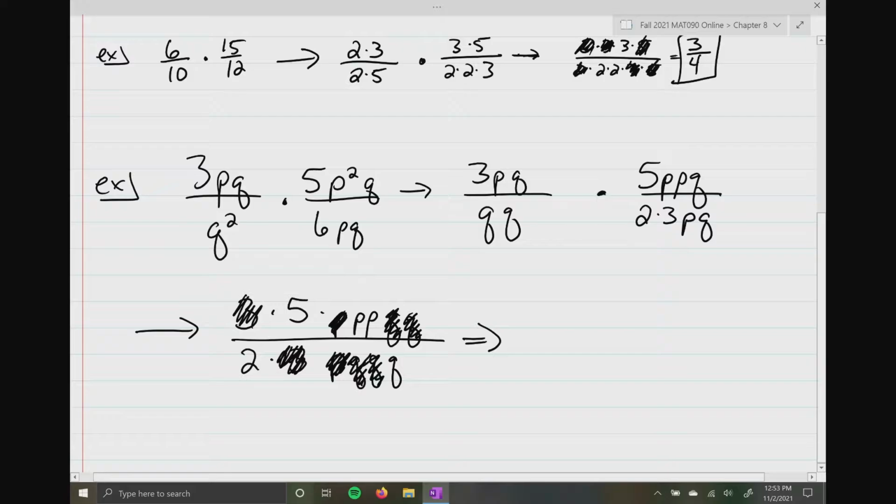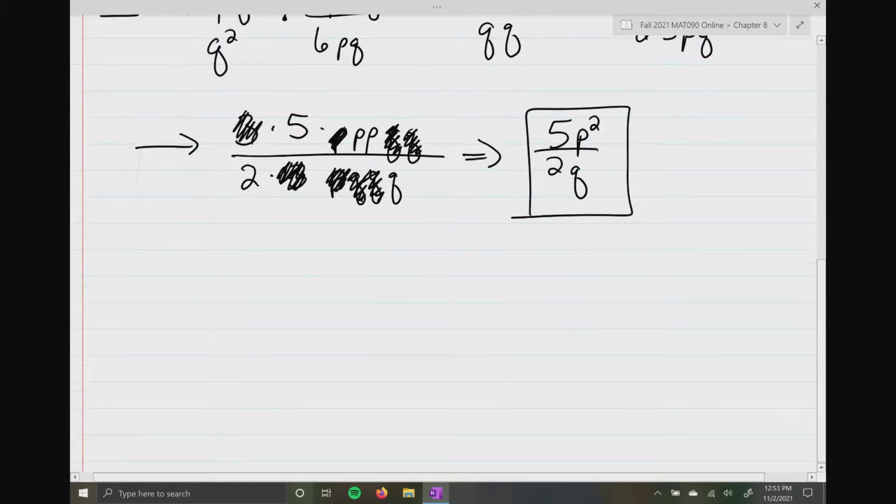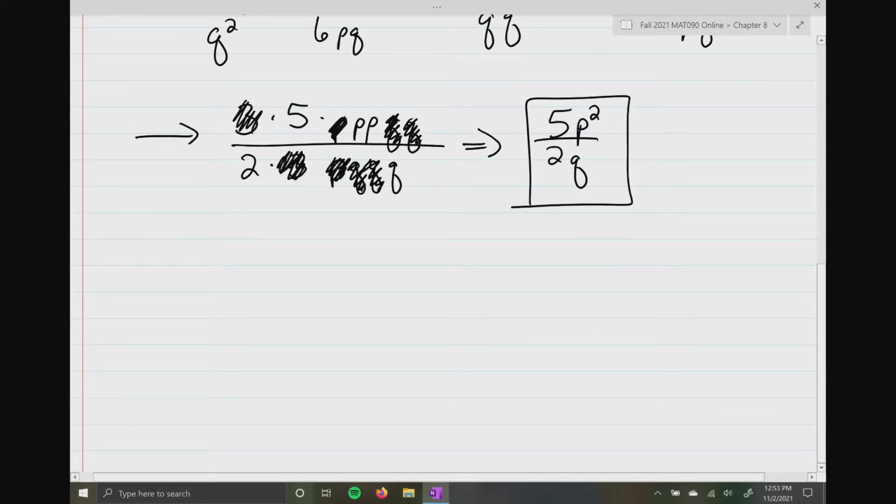And then I write whatever's left over. 5p to the second over 2q. And that's your final answer. So if you think about this, all we're doing is we're simplifying the rational expression first, which we did in the previous section, and then we're multiplying the leftovers. And that's it. So now let's get a little bit more intense.